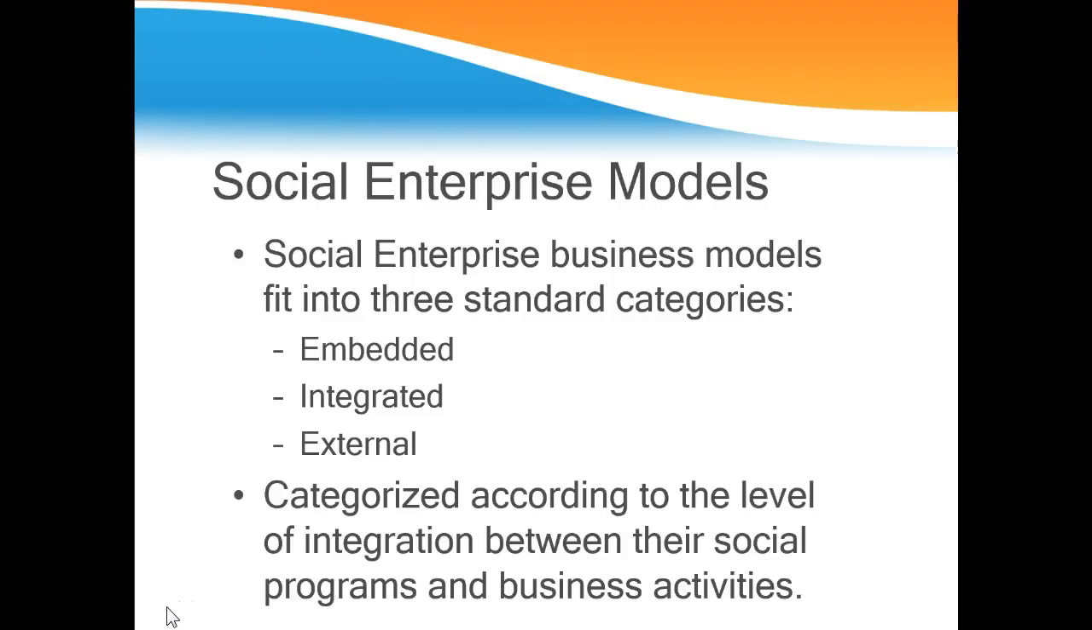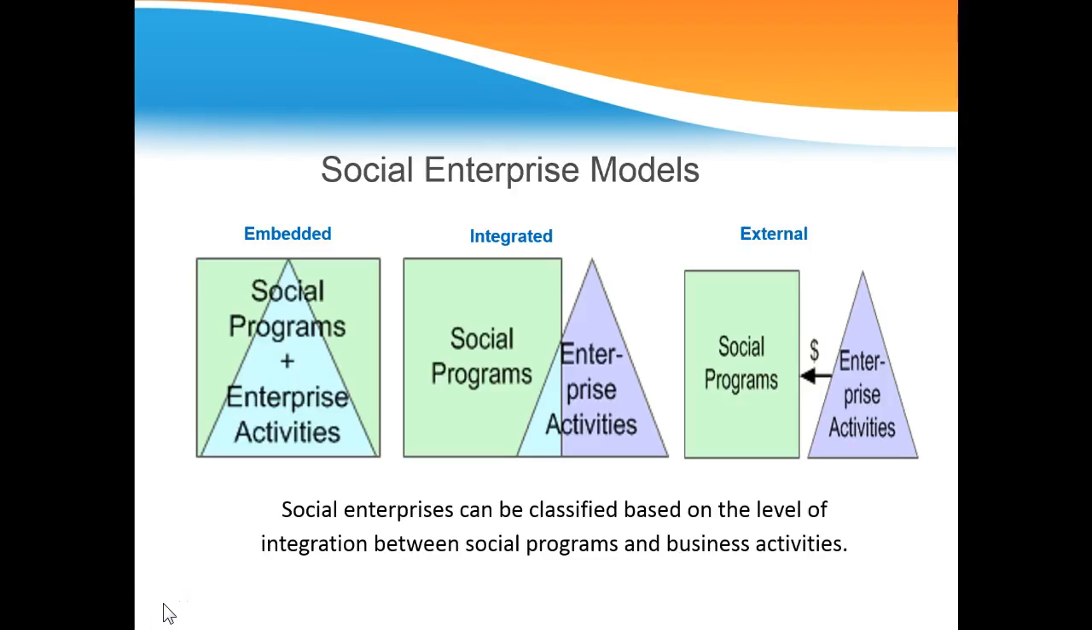We can go a step further and classify social enterprises as business models based on the level of integration between social programs and business activities used for funding the social mission. Social enterprise business models fit into three standard categories: embedded, integrated, and external. The business model is a blueprint of how the enterprise intends to operate and create value. The business model makes these partnerships clear and obvious, as you can see from these diagrams.